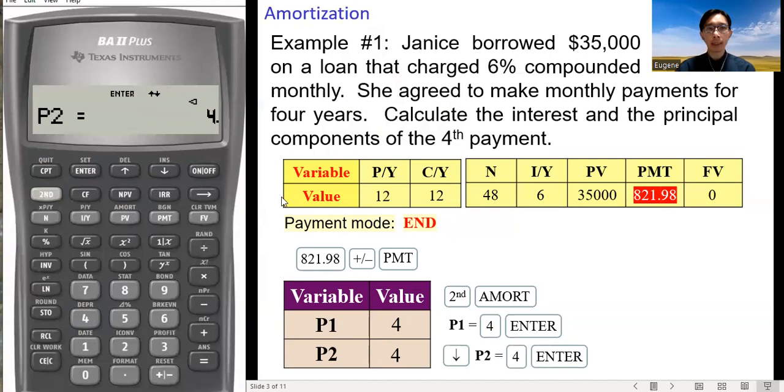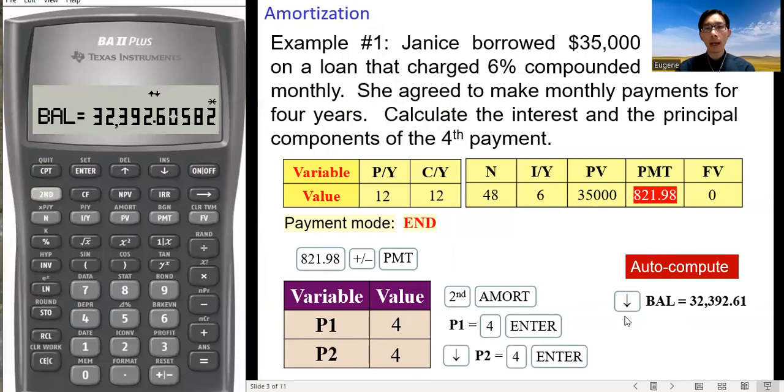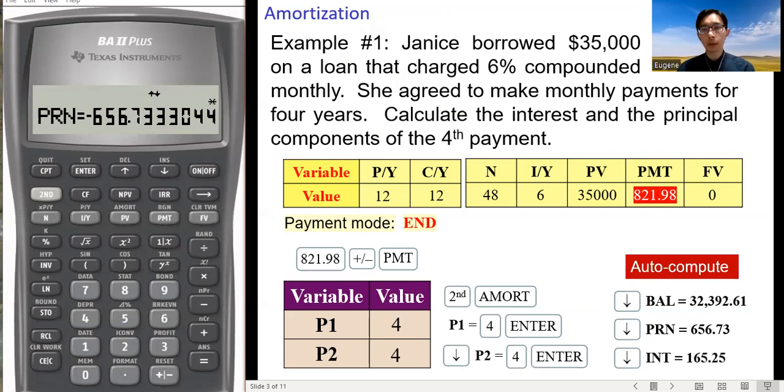The calculator will automatically calculate the remaining 3 variables. The first one, BAL, corresponds to the outstanding balance after the fourth payment. The outstanding balance is $32,392.61. And then press the down arrow key to get PRN, $656.73. And then press the down arrow again to get the interest portion, $165.25.